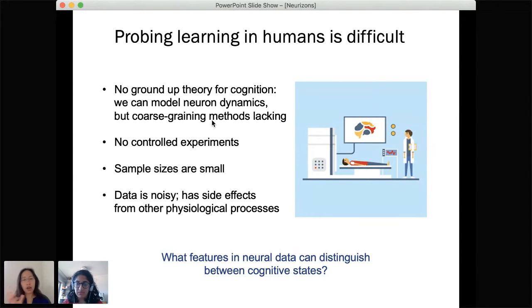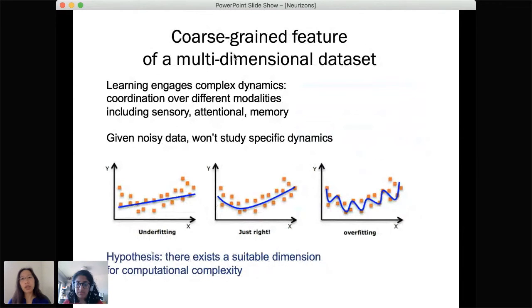So then, from my point of view as a physicist, I'm going to try to look for coarse features or coarse parameters in neural data to help us distinguish between different cognitive states and between different effective learning states. And so what I'm going to be looking at is a coarse-grained feature of a multidimensional data set. And multidimensional, because we're going to be looking across the whole brain, since learning engages so many complex dynamics: it's sensory, attentional, memory, which are different time scales.